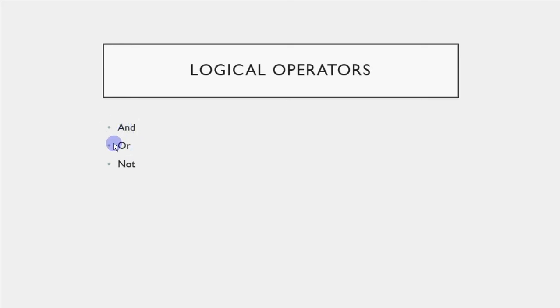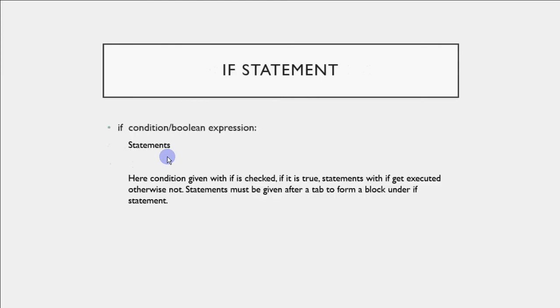Or gives you true when one of them is true or both of them is true. It only gives false when both conditions are false. So we'll be doing how to use that with examples so that you can understand in a better way. But before that, let's see how do we write if statement in Python.